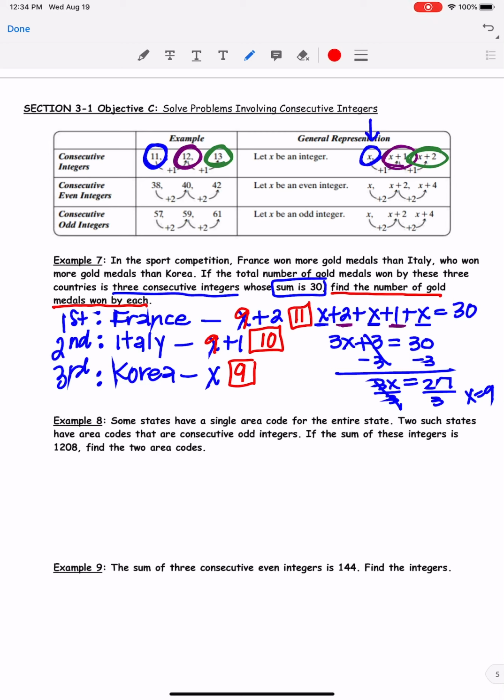What's a really good way to check this? Add them together. Does 11 plus 10 plus 9, does that equal 30? And yes, it does. So we know we solved that problem correctly. The sum is 30, like the problem said would happen, and they are 3 consecutive numbers.